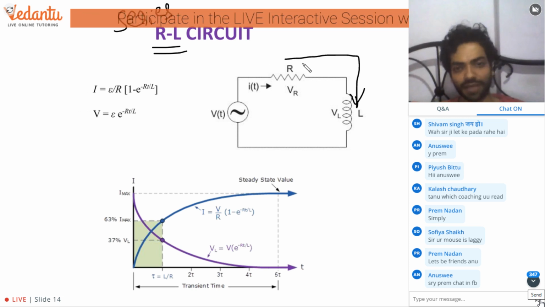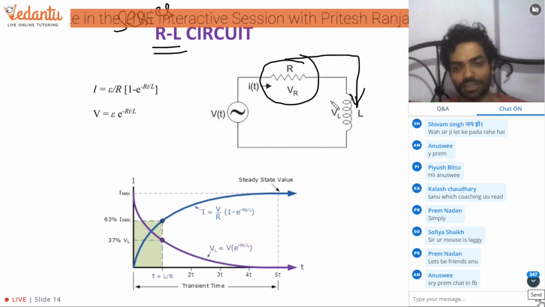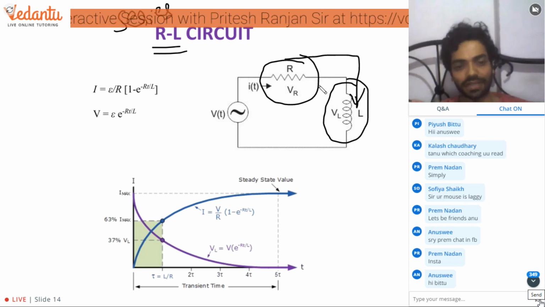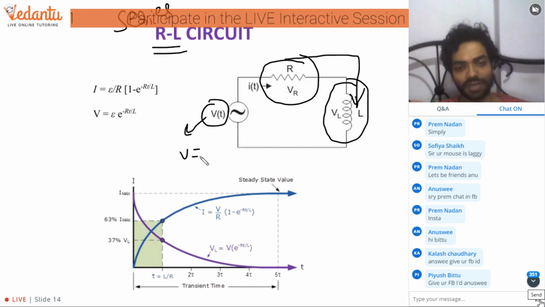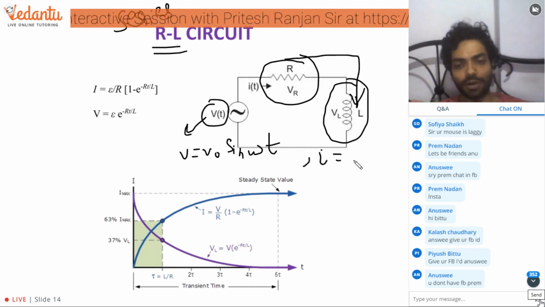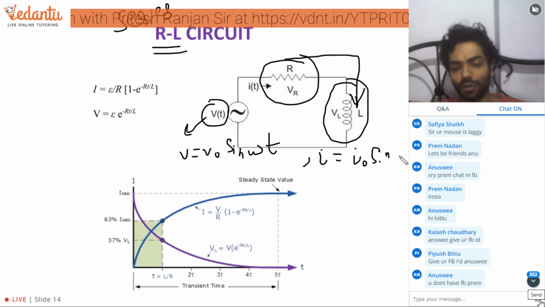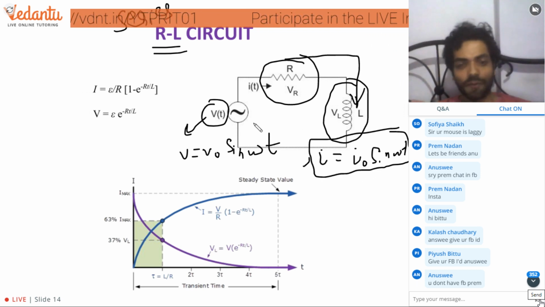So you can observe that the resistance is connected to this inductor. And as you can observe, the AC source is emitting voltage V, which is the instantaneous voltage. V equals V naught sine omega t, I equals I naught sine omega t. So the full chapter, the full content, revolves around these instantaneous values of I and V.